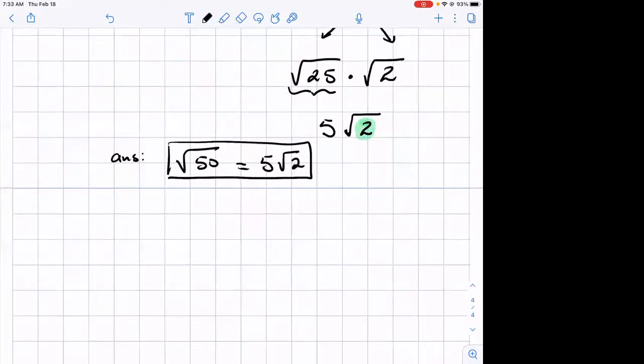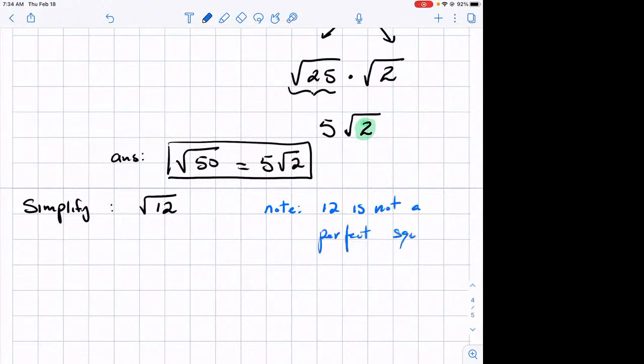Let's look at another example. Simplify the square root of 12. Now, 12 is not a perfect square. So note, 12 is not a perfect square, meaning you cannot find a number that, when you multiply it by itself, you will get 12.